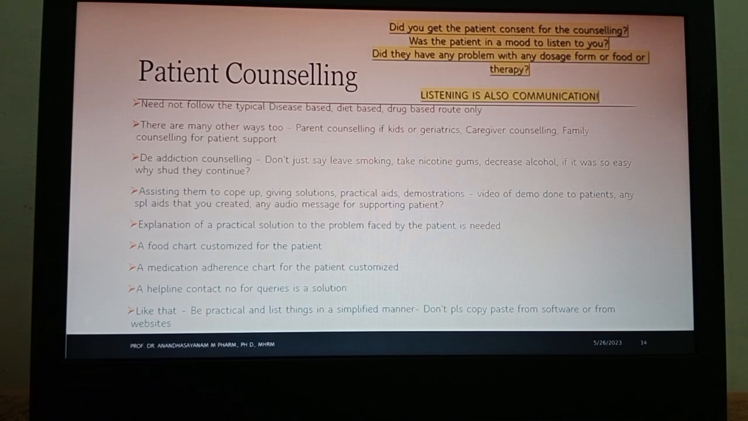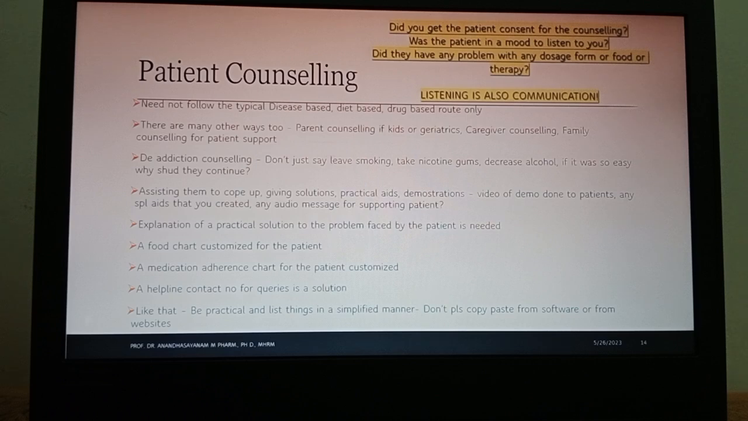So please listen. You need not follow the typical disease based, diet based, and drug based route again and again. Right? There are many other ways. Patient counseling, if it is for kids or geriatrics, is given to the caregiver, and there is family counseling for patient support. All these things are there.